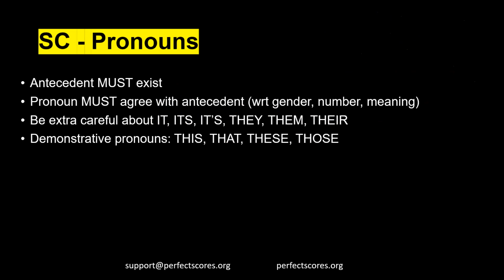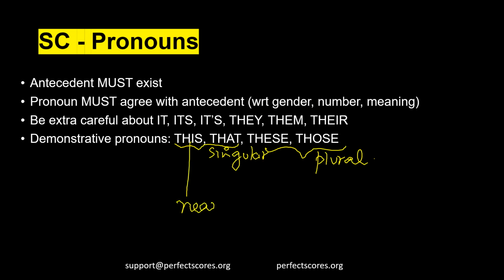So you need to be a little aware of these meanings, although they represent a bit of a vague term because they are used in place of nouns. You're not exactly sure what these are representing, but you need to be clear that this and that are used for singular antecedents or singular nouns. These and those will be used for plural nouns. This is usually used for nouns that are nearer, and that is used for the ones that are far. Similarly, these are used for the ones that are nearer, and those are used for the ones that are far.